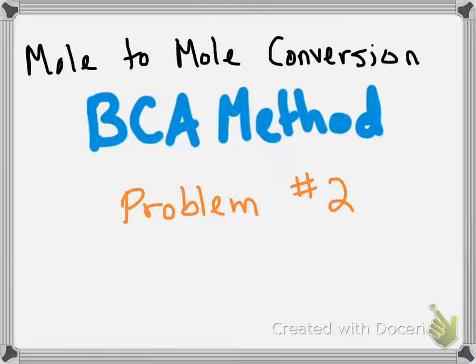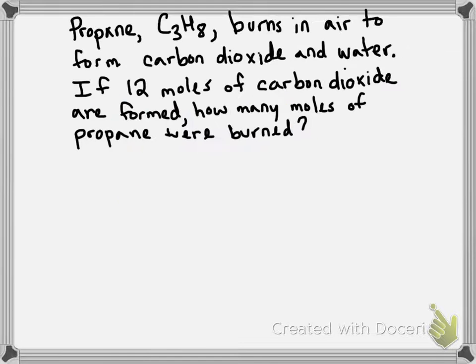In this video, I'm going to walk you through number 2 on the BCA method of mole-to-mole conversions worksheet. Number 2 says propane, C3H8, burns in air to form carbon dioxide and water. If 12 moles of carbon dioxide are formed, how many moles of propane were burned? So let's start with step 1, which is to write our chemical equation.